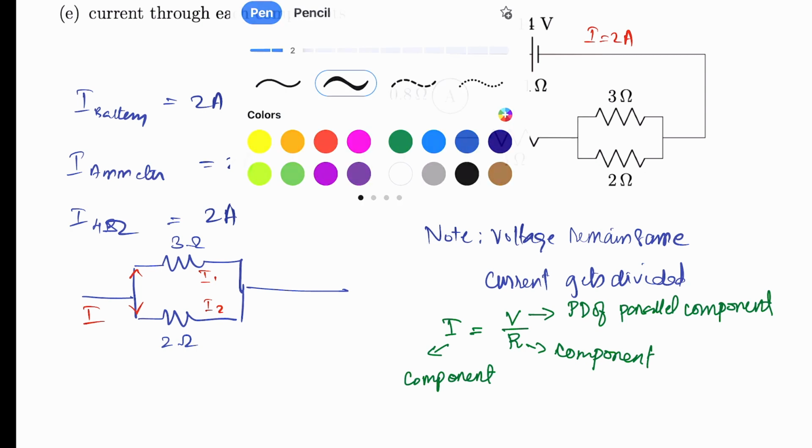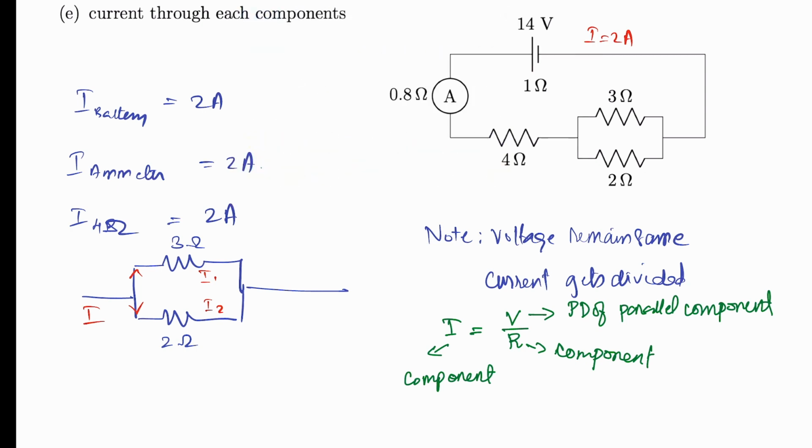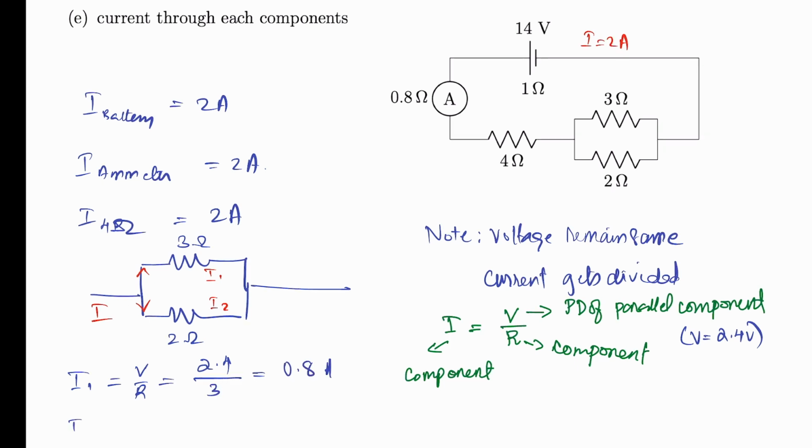As we have already calculated in the previous part, the potential difference of the parallel component is V equal to 2.4 volt. Using that, first we can find I1. I1 is the current through the 3 ohm resistor, which is equal to V by R. The potential difference across the parallel resistor is 2.4 and the resistance is 3, which is equal to 0.8 ampere. I2 is the current through the 2 ohm resistor. Again using V by R, voltage is 2.4 and resistance is 2, which is equal to 1.2. As you can see, if you add these two, you will get 2 ampere.